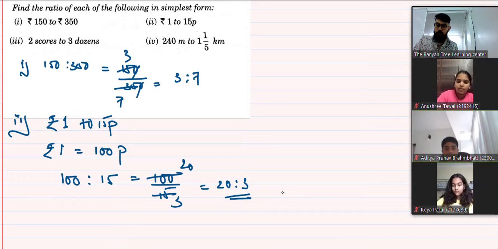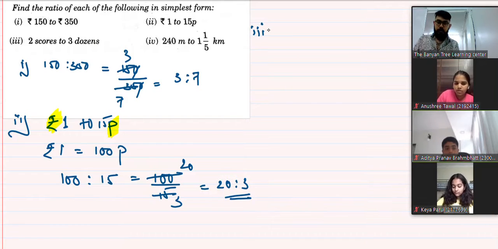Do not find the ratio in simplest form if the two quantities are in different units. If the units are different, you must convert both the quantities into similar units and then find the ratio. So that is the key, don't forget that.